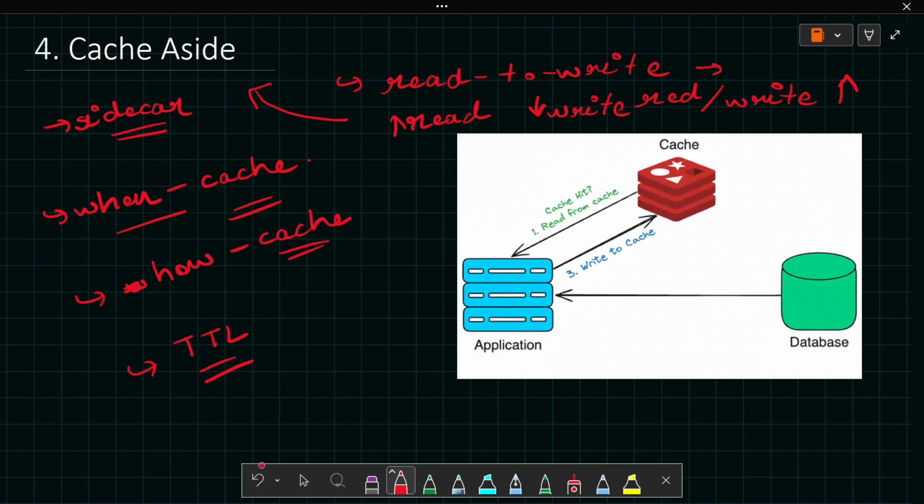Let's take an example. Certain examples you have are the prices, the description, and the stock results. For all these things, you are using cache aside. They are read much more frequently than they are updated. So the read is more frequent here than the update. That's why we are using cache aside.